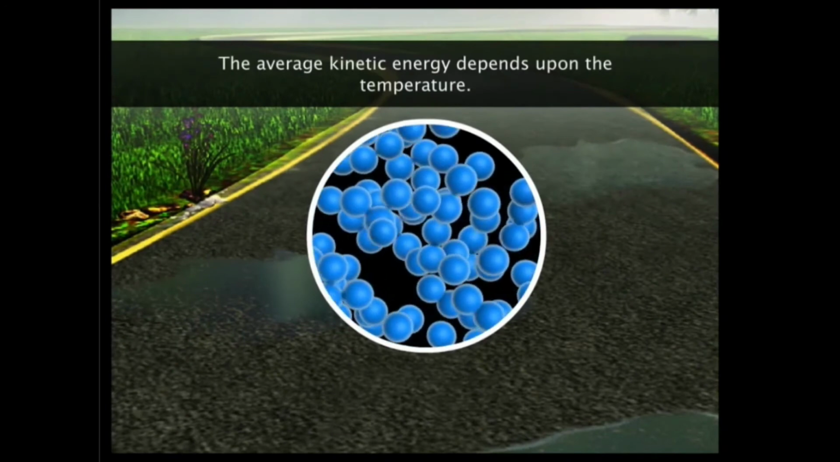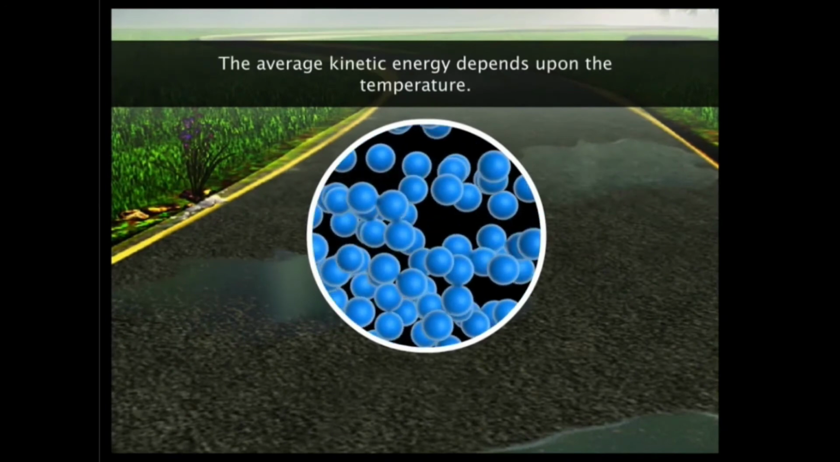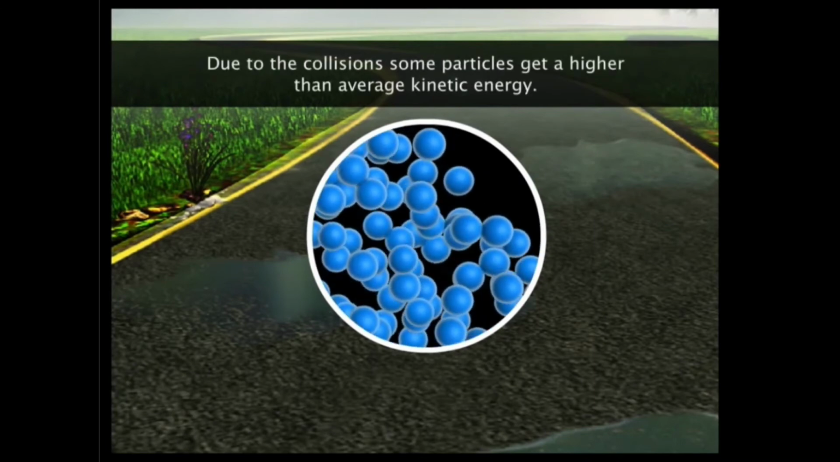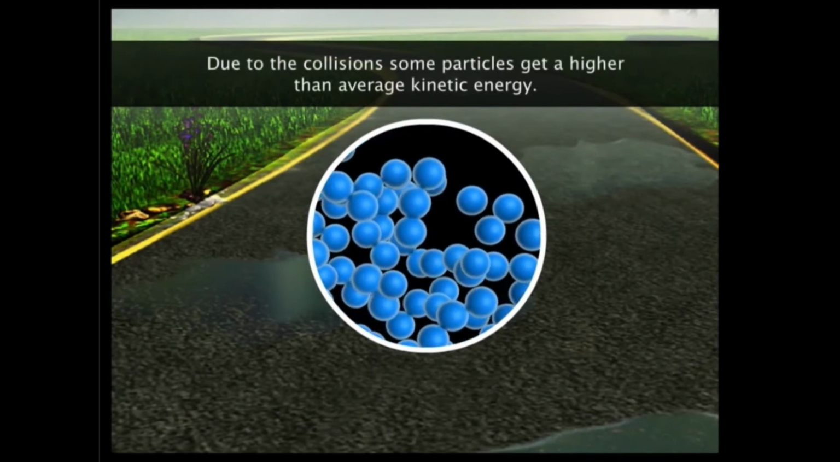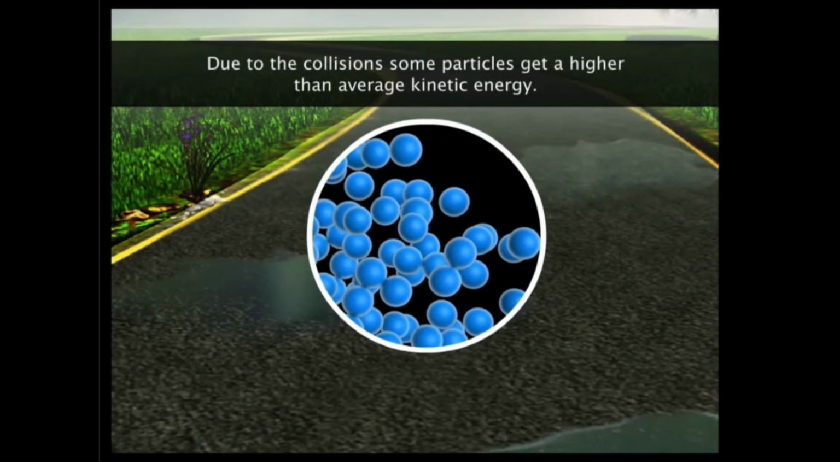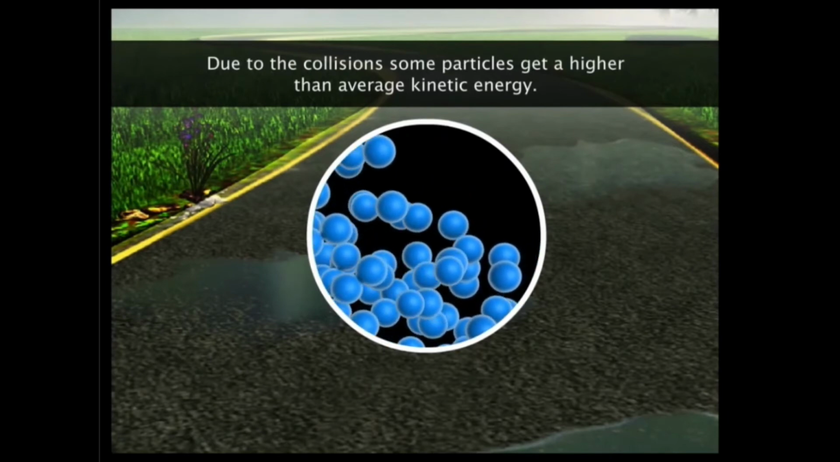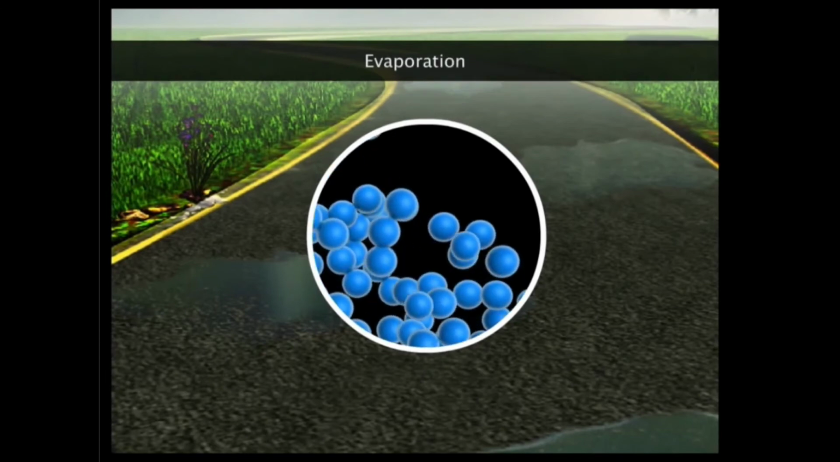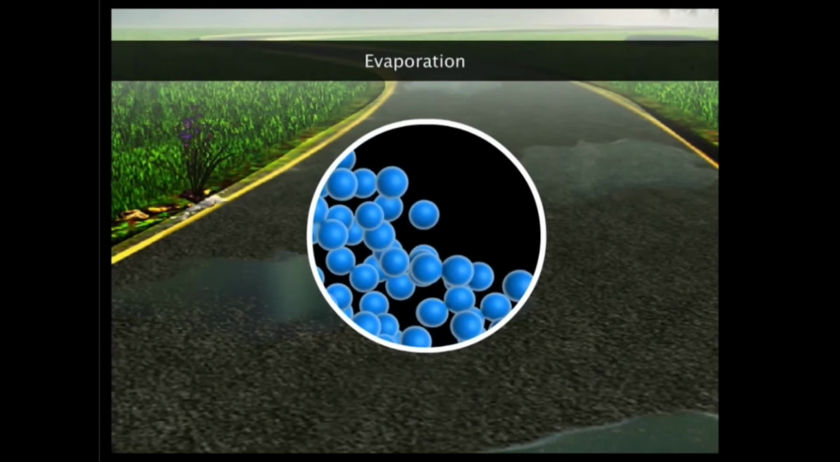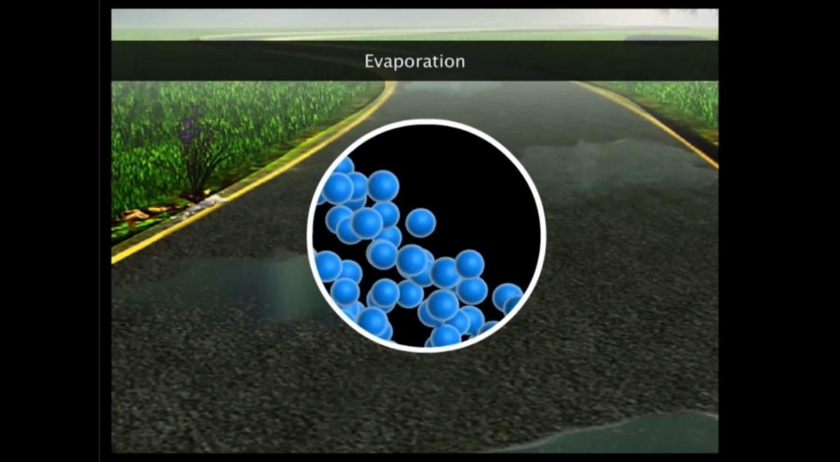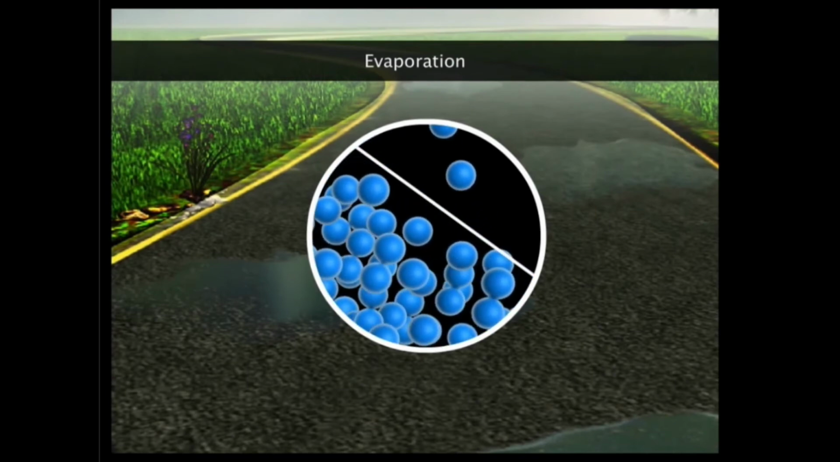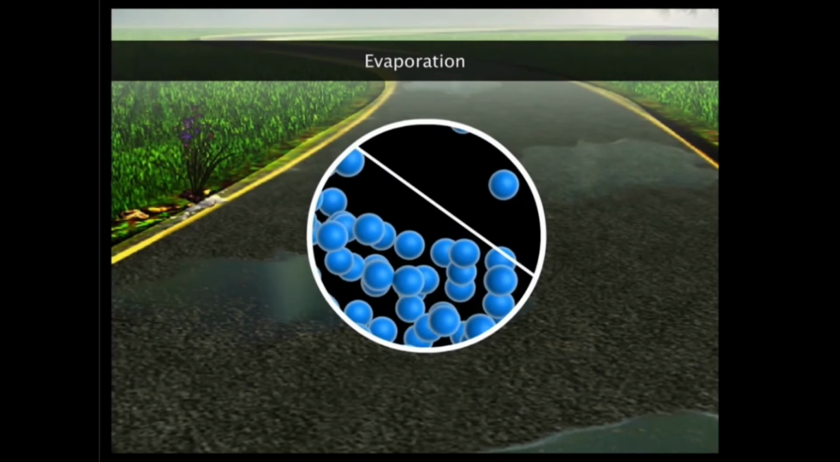The particles have an average kinetic energy which depends upon the temperature. However, owing to the collisions, some particles have a higher than average kinetic energy and some have lower. When a particle at the surface of the liquid gets enough energy to overcome the forces of attraction of the liquid, it escapes. This is evaporation.